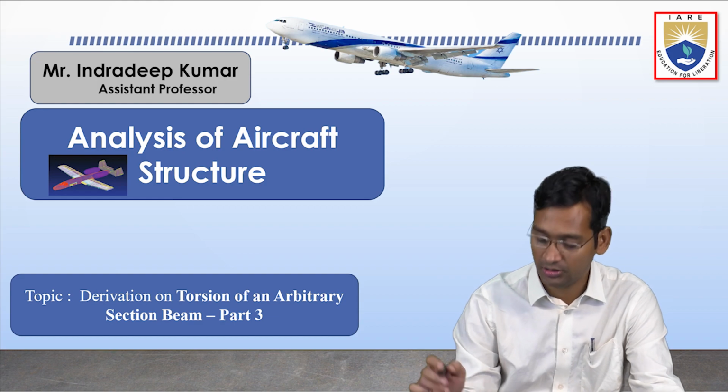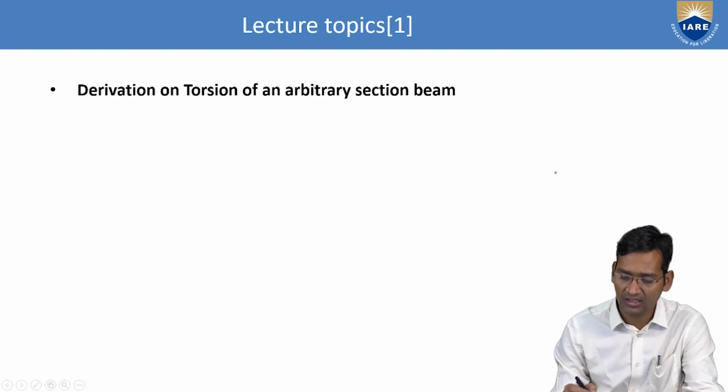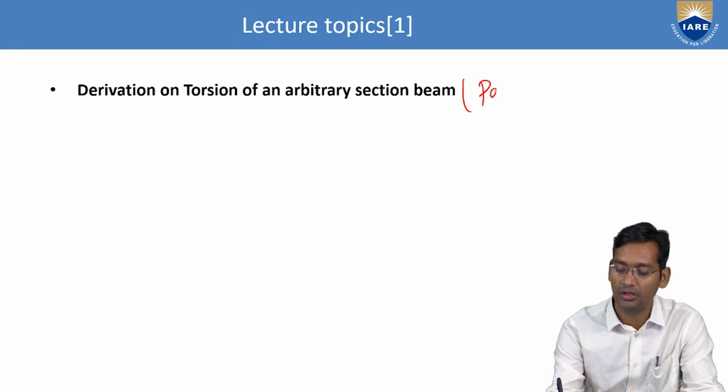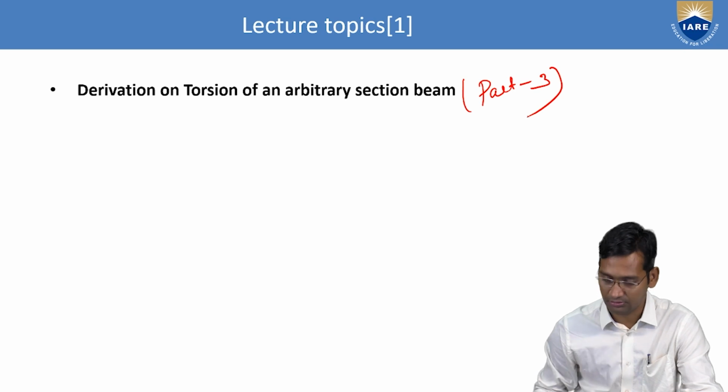So that's why I just put this here: derivation on torsion of an arbitrary section. This is part 3, that we will see here.